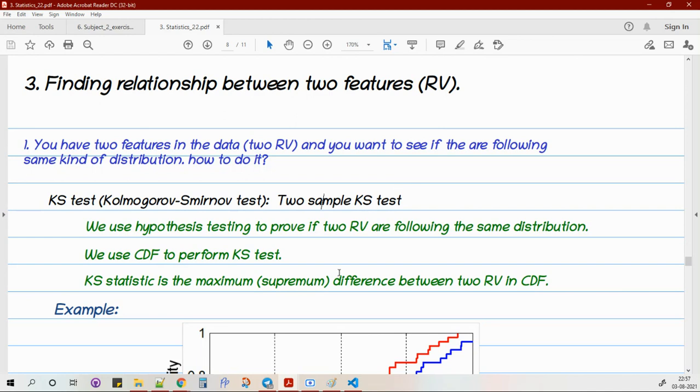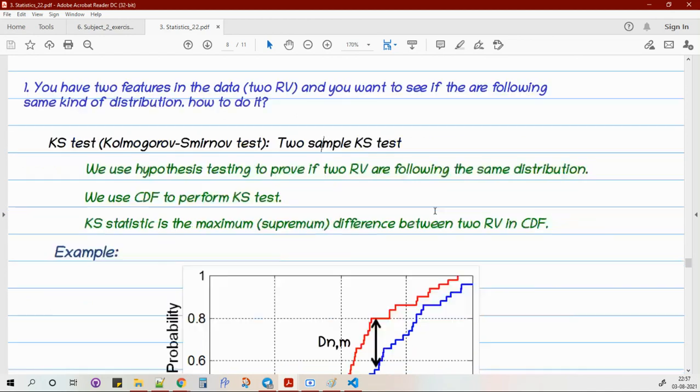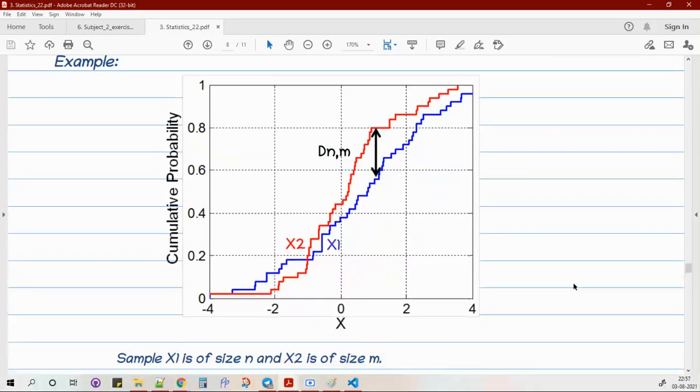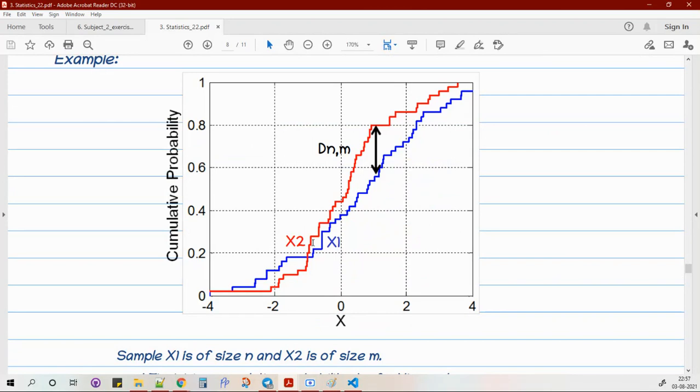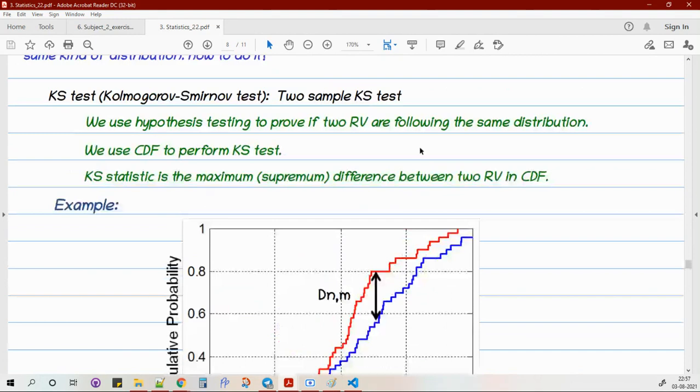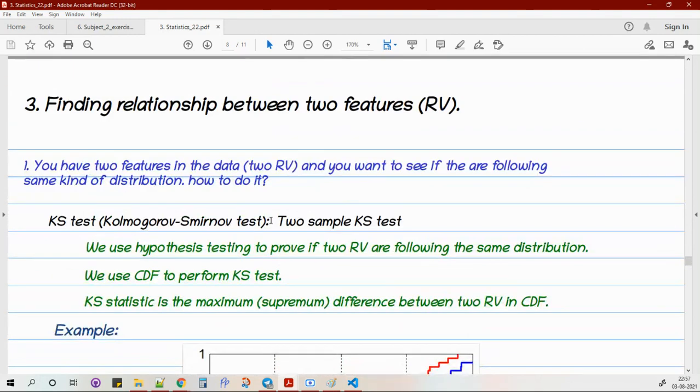So the first test is nothing but the KS test. The KS test is very useful, but we drop it and go with the KL divergence just because it is not differentiable. So let's see what the KS test is. The KS test is one kind of hypothesis testing.